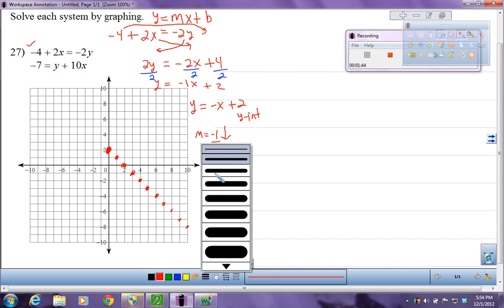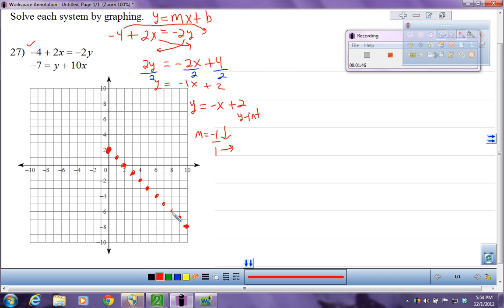And of course the opposite direction of that would be to go 1 up and 1 to the left, right? Just to finish off the line here.